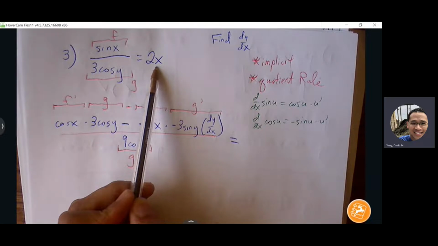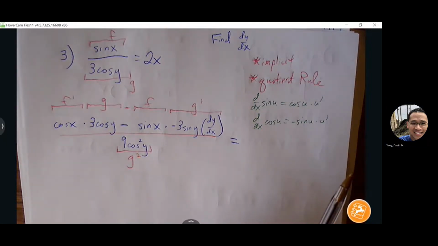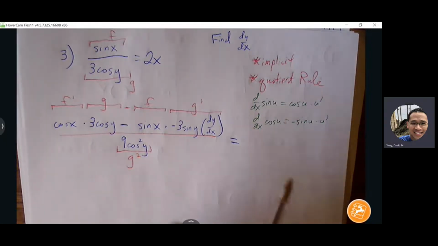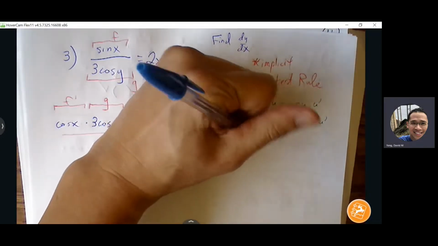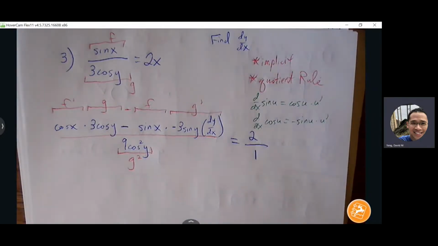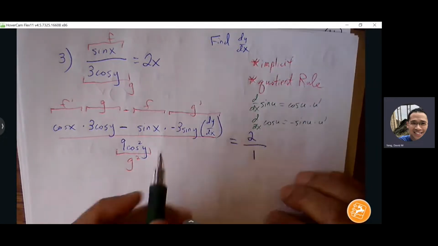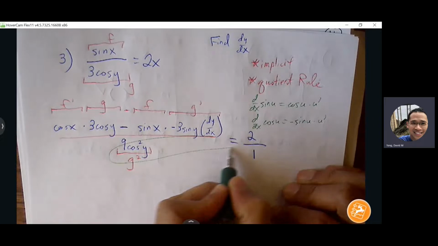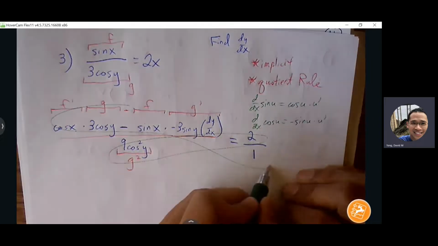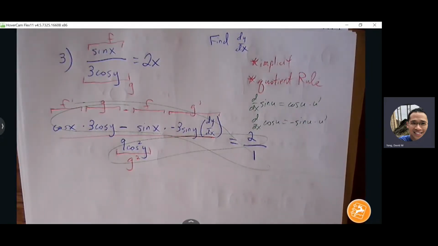2x becomes just 2. If I put it over 1, I can see that I can quickly do cross product, kind of get rid of all my denominator, and then begin rearranging and trying to solve for dy dx. So I'm going to pair my diagonals together, set them equal to each other.